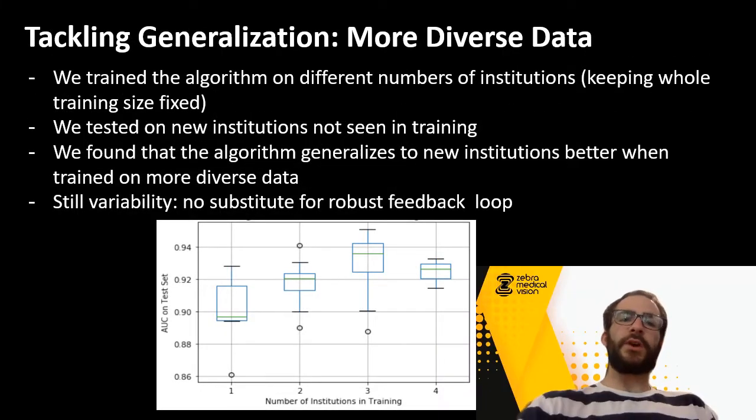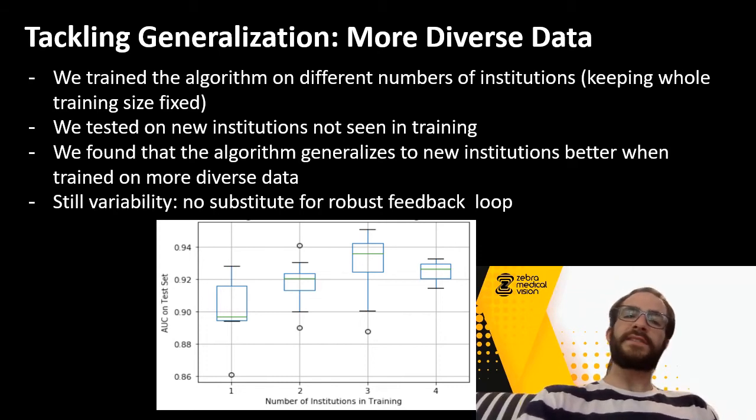Okay, so if that's what the problem looks like, what do solutions potentially look like? In this slide, I'll present an experiment in which we kept the total size of the training set constant, but increased the number of institutions contained in that training set. And this test set is comprised of institutions that are not seen in any of these experiments during training.